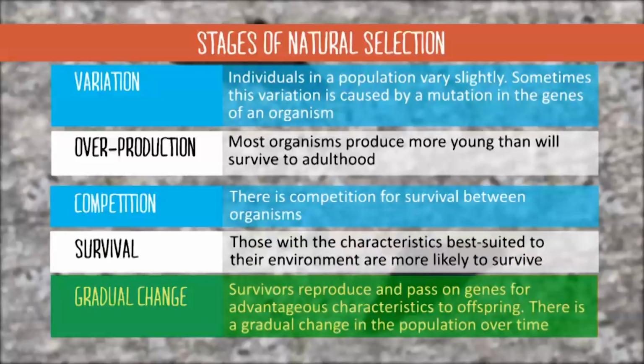A gradual change. Survivors reproduce and pass on genes for advantageous characteristics to their offspring. There is a gradual change in the population over time. There are more individuals with the advantageous characteristic, and the poorly adapted individuals are eventually lost. The number of white moths increases, and the number of dark moths decreases.